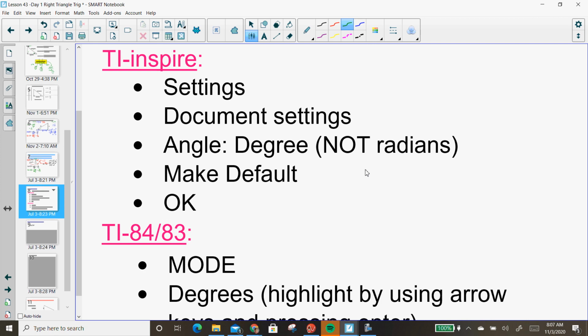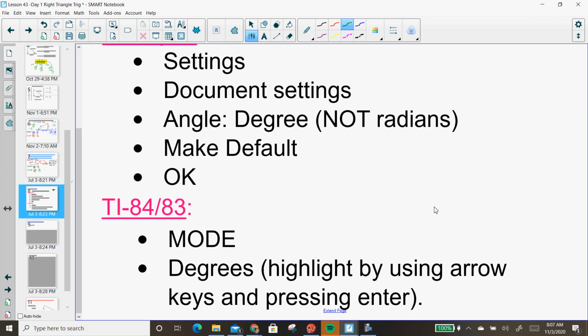I do not have an 83, 84 that I can display, but on those, if that's what you're using, on the front there's a button called Mode, and then there's a place where you can choose degrees. You'll have to use your arrow keys to go up and down and left and right to get to that, and once the degrees is highlighted, you would push enter on that. So hopefully we're all good on that.